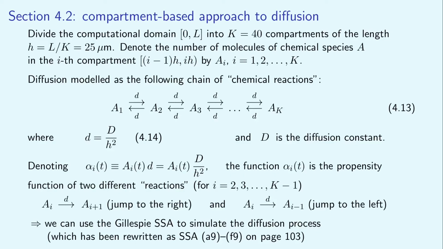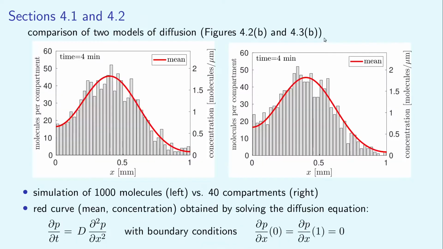I have included the Gillespie algorithm applied to this chain of chemical reactions as the stochastic simulation algorithm A9F9 on page 103. The results of the simulation based on the Gillespie algorithm are presented in figure 4.3b on page 104 of the lecture notes, which I have included on this slide as the panel on the right.